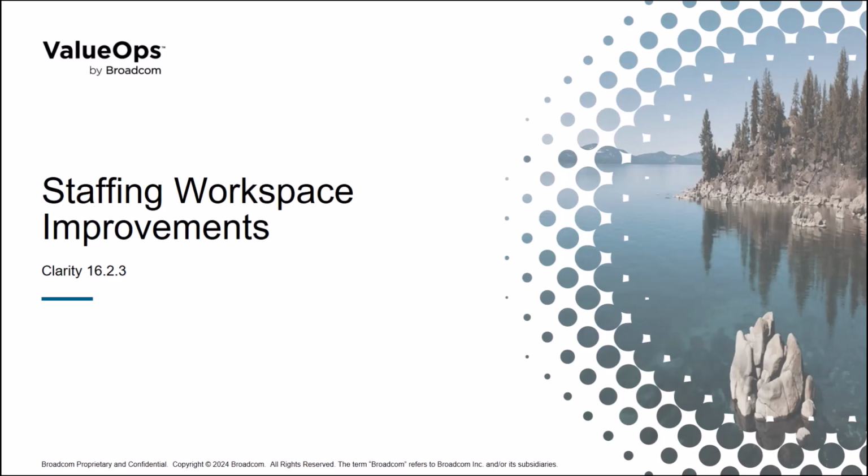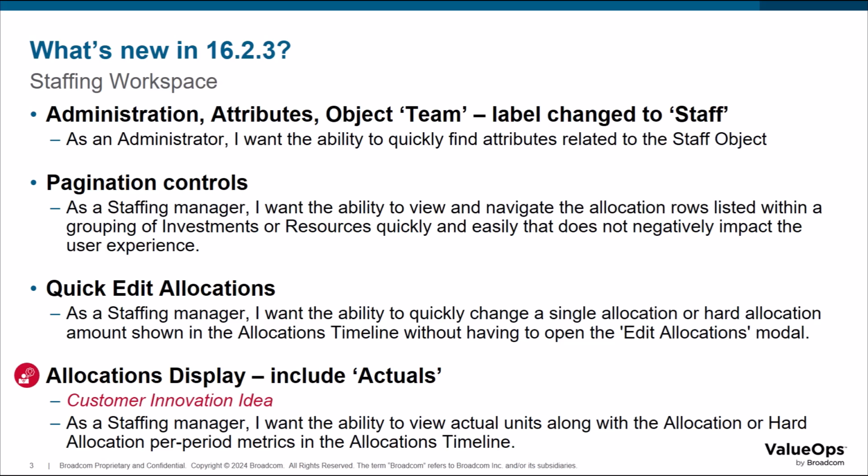In this video, I'll show you the new improvements for the Clarity Administrator and for the Staffing Manager related to staffing activities. As an administrator, I want the ability to quickly find attributes related to the staff object. In Classic, the object that holds the staff member allocation records is referred to as the team object. In Clarity, the administrator now will see the label for the team object changed to staff. This label change allows for a clear terminology distinction that aligns with other areas in the new user experience.